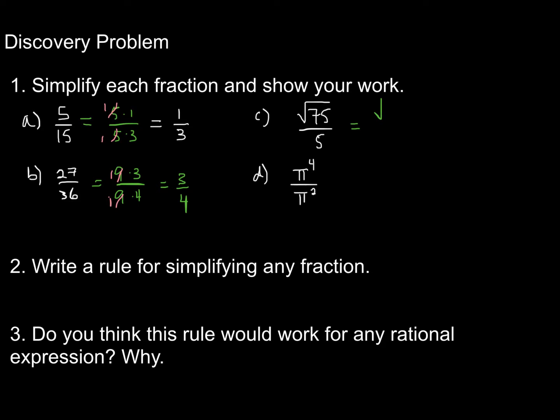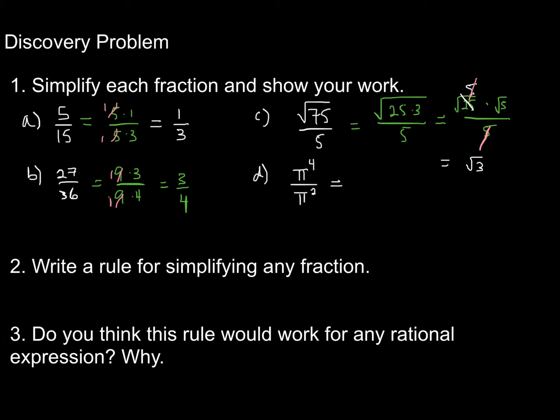Well, that's going to be 25 times 3. So I have the square root of 25 times 3 divided by 5. Now, I know that I can take the square root of 25 times the square root of 3. I can rewrite this. Square root of 25 times the square root of 3, and divide that by 5. And since the square root of 25 is 5, I know that I have two common factors, 5 and 5, and I can cancel those. Those are just 1/1, and so I'm left with the square root of 3/1, which is just the square root of 3.